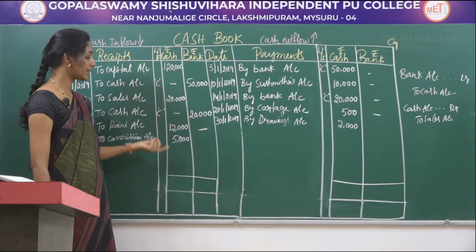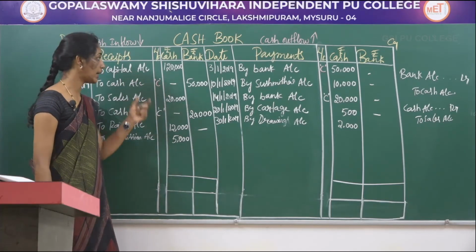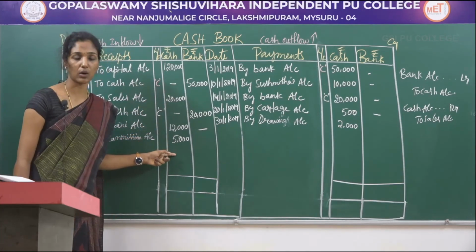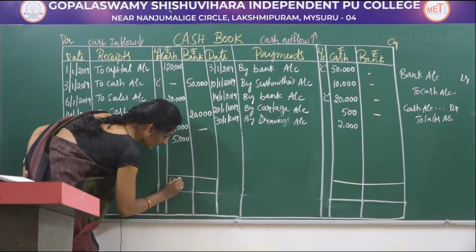First make a total of the cash column on the debit side. 1,20,000 plus 20,000 plus 12,000 plus 5,000 comes to 1,57,000.